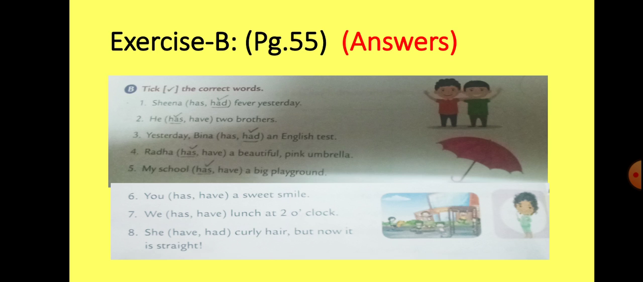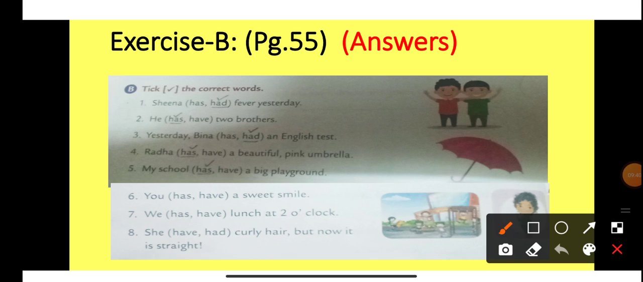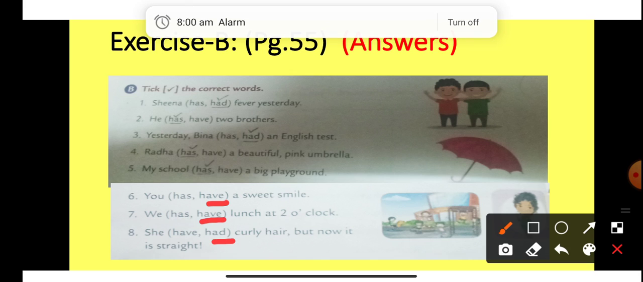Number 8, she have or had curly hair, but now it is straight. See, in the second part we are talking about now, and in the first part we are talking about what she had earlier. Okay, so it is past. So she had curly hair, so the first option will be had. After she, you have to use had. She had curly hair, but now it is straight. Let me circle it for you, mark it for you. So with you, we always use have, we have, and she had. I hope you have understood.